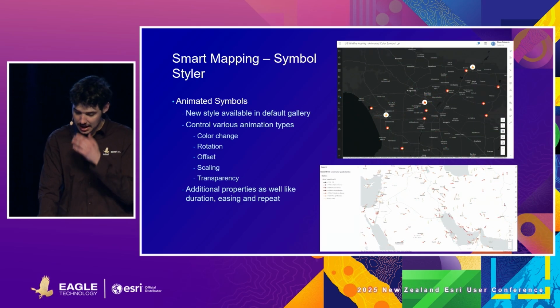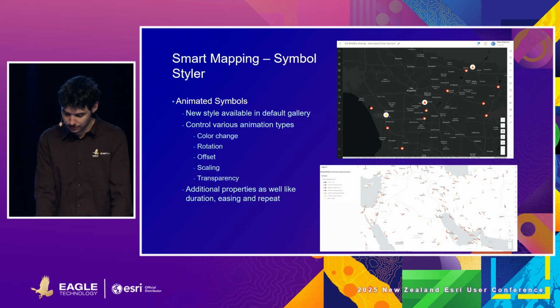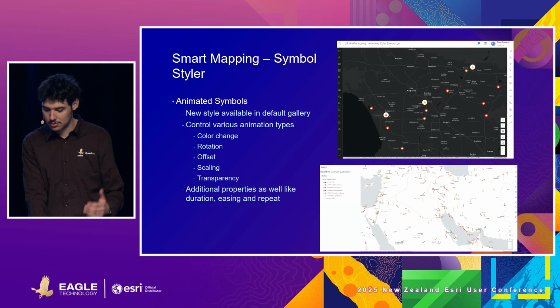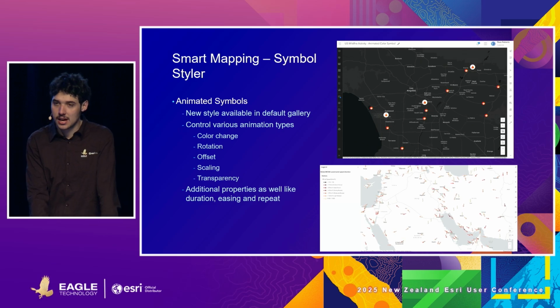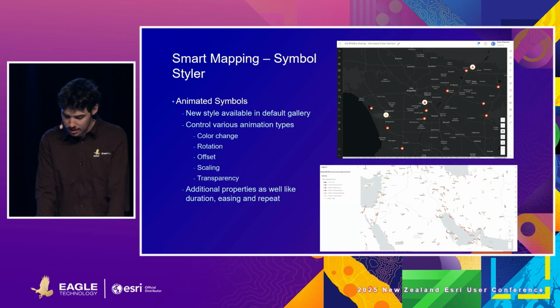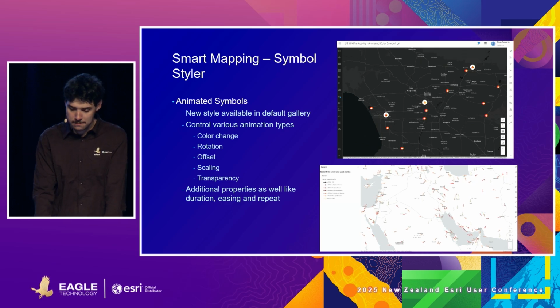So animated symbols are now available as a new symbol gallery with the default ArcGIS Online symbols. They give you an increased animation control that is different from GIFs, including color animations, rotation, and offset, which all allows you to create an animation like dropping a pin on the map, for example, scaling to increase or decrease the size of the symbol, and transparency. This will apply transparency as the animation progresses. This is currently available for points only, but lines and polygon animations are in development.